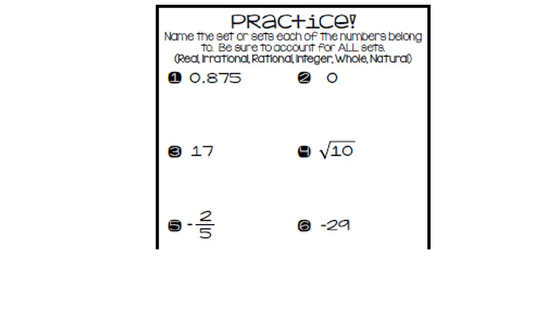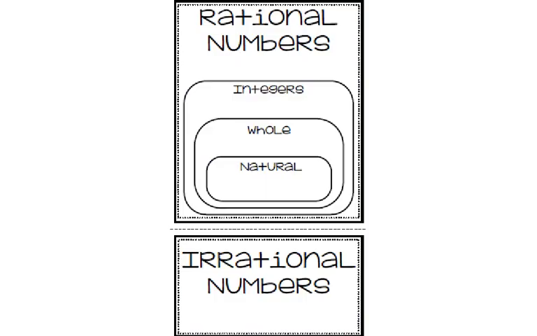So we're going to name the set or sets each of the numbers belong to. Be sure to account for all sets. So here's what this means, guys. If you go back to the front here, you've got this Venn diagram for your rational numbers. So how I used to describe this was like clubs.